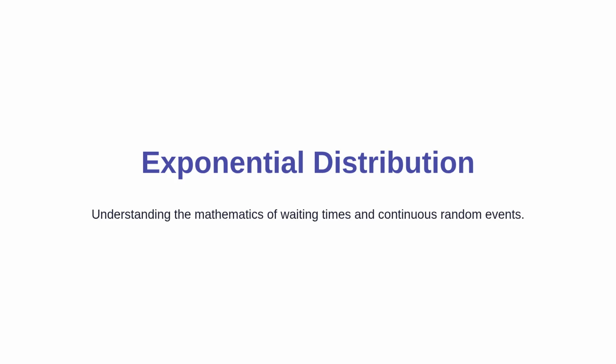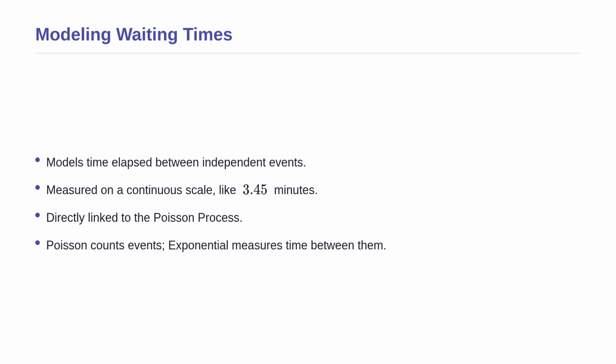It is a powerful tool used to predict everything from how long a light bulb will last to when a radioactive atom will decay. Let us dive in and see how it works. To truly understand the exponential distribution, we must first understand what it measures. Unlike counting whole numbers of events, waiting time is measured on a continuous scale. It can be any decimal value.